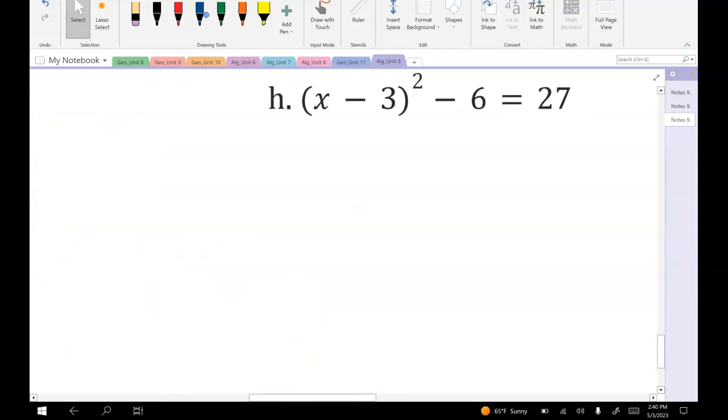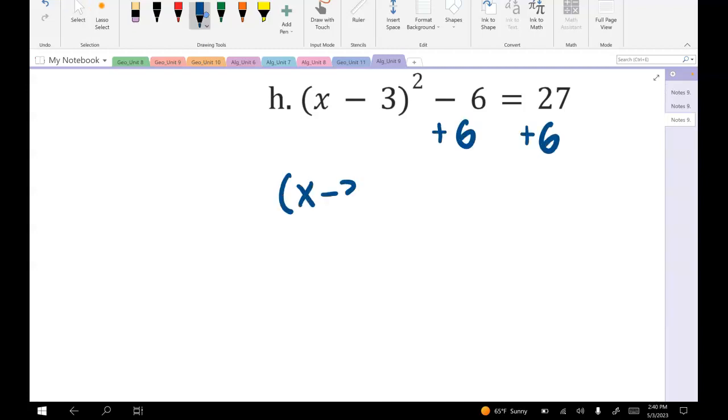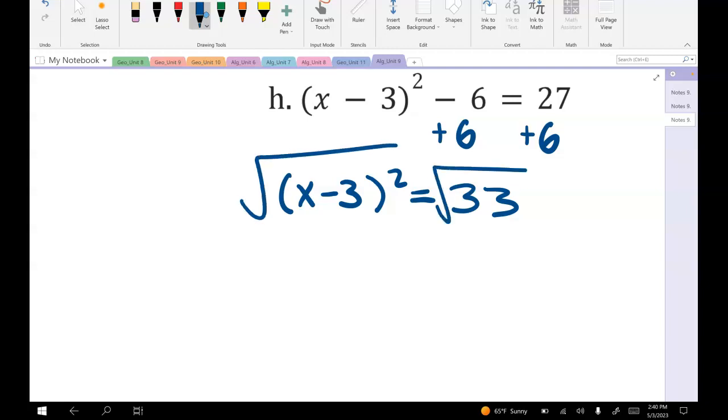Our answer is going to look different, but we do all the same steps. We would add 6 and add 6. So we have x minus 3 squared is equal to 27 plus 6 is 33. And now since whatever is being squared is by itself, we can take the square root of both sides. So we would write our answer out as x minus 3 is equal to the square root of 33.